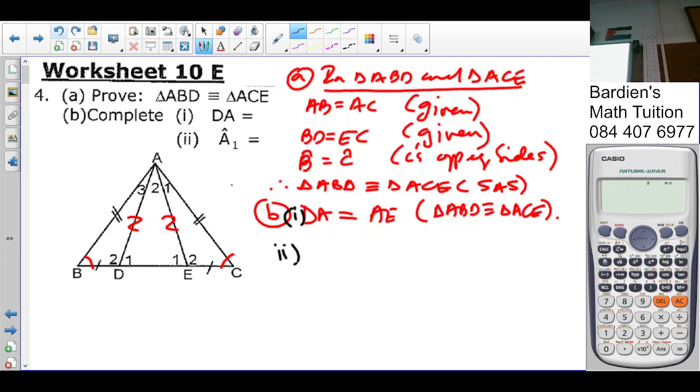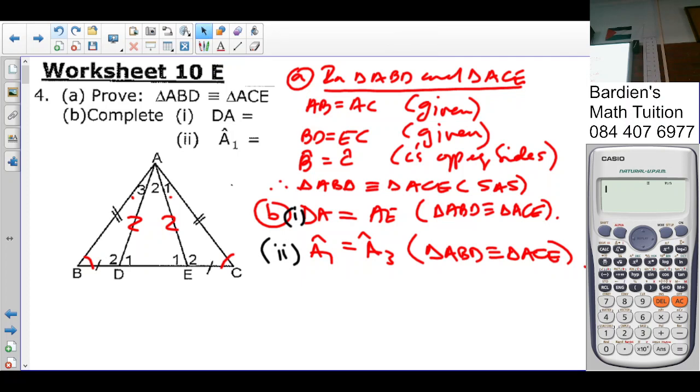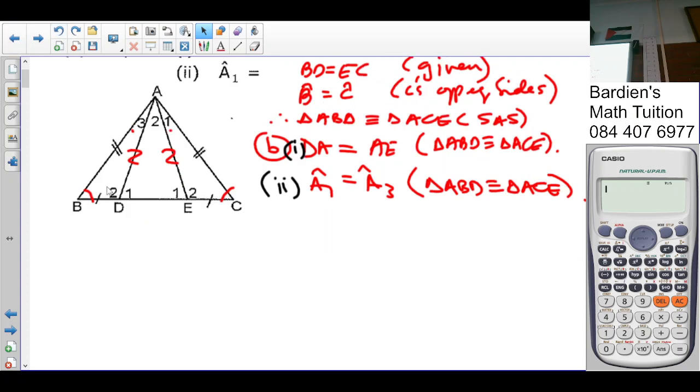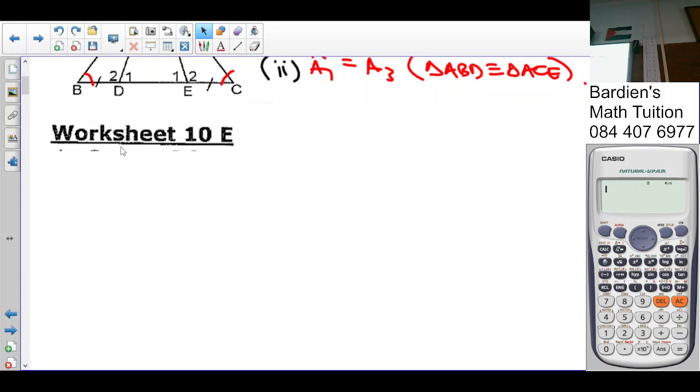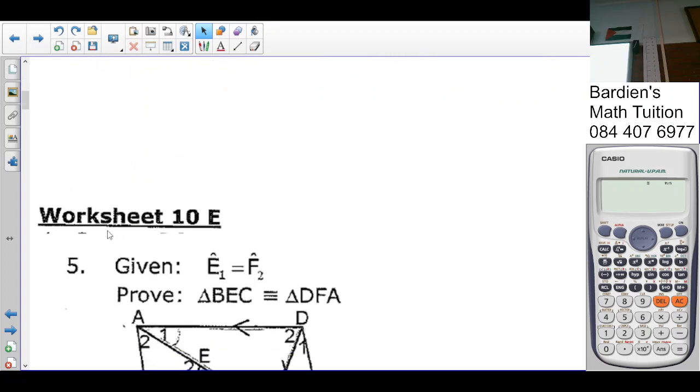The second one, I want to know what angle A1 is equal to what? A1 is equal to A3. Why? Because triangle ABD is congruent to triangle ACE. Okay. Any confusion here? No? Alright, let's move on with our lives. Question 5.